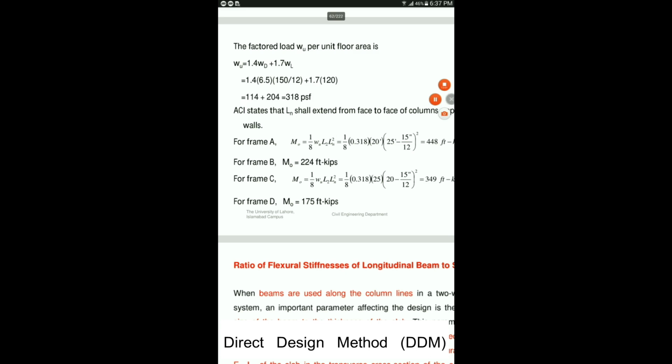So now let us look at how you can calculate for the rigid frame A. This is 1/8 into Wu. Wu we have calculated as 318 PSF, so you convert it into KSF: 318 divided by 1000, so you are going to get 0.318 KSF. Then L2 into Ln square.